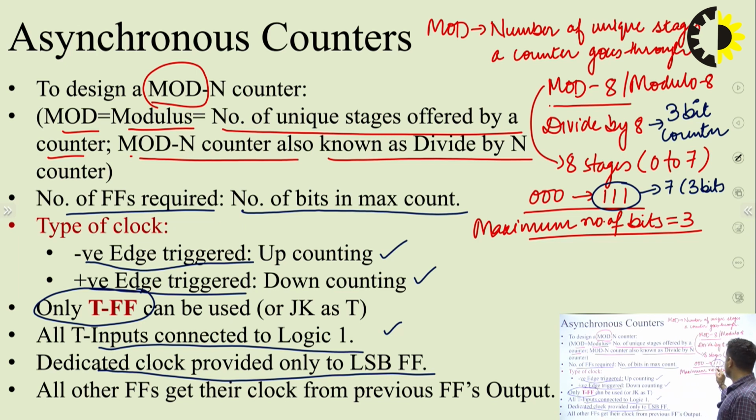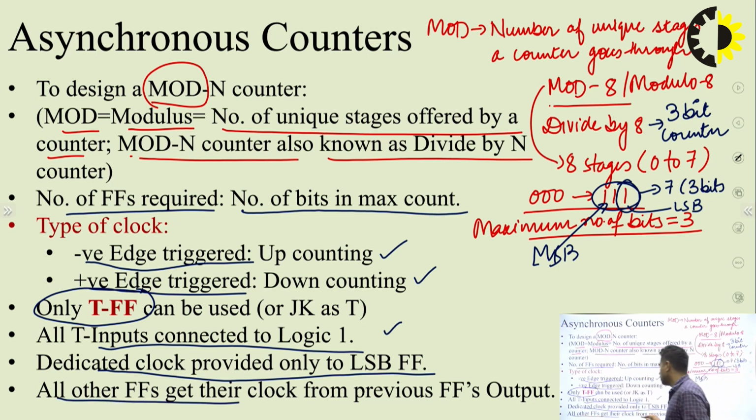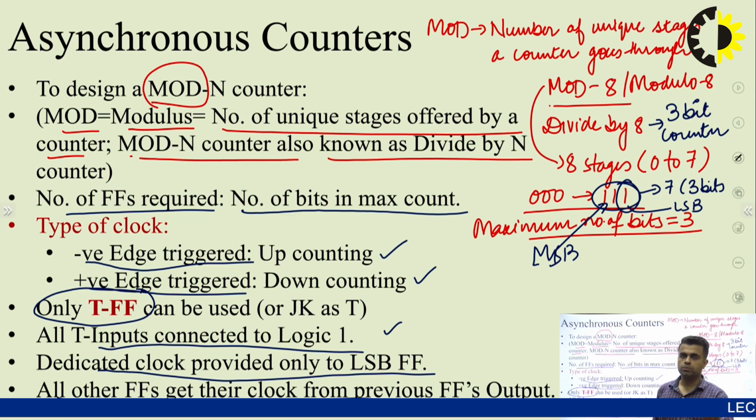Now if we see this is the count, this one is my MSB and this one is LSB. So we are saying that the flip-flop which will be generating this least significant bit will be provided with an external clock by the user, and all other flip-flops will get their clock from the previous flip-flop's output. That means the flip-flop on the left of the flip-flop under consideration. That means the second flip-flop will be getting its clock from the first flip-flop output. Third flip-flop will be getting the clock from the second flip-flop's output.